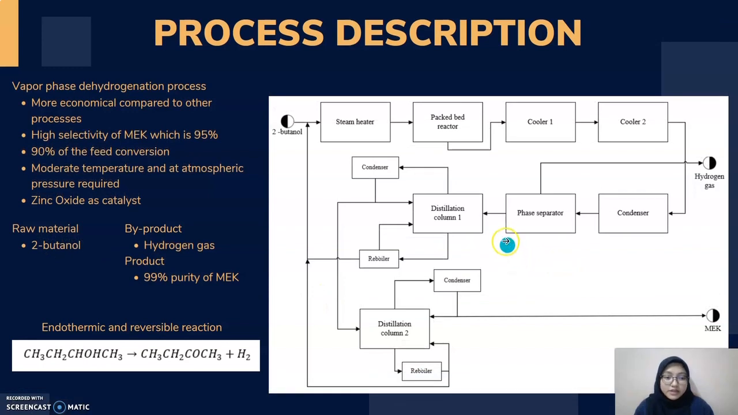After the phase separator, MEK and 2-butanol, which are in liquid form, will enter distillation column 1. The operating condition for distillation column 1 is 90 degrees Celsius and 1 atm. The boiling points of MEK and 2-butanol are 79.64 degrees Celsius and 100 degrees Celsius respectively. Since MEK is more volatile than 2-butanol, it will exit distillation column 1 as distillate together with some 2-butanol and enter the condenser. The remaining 2-butanol, which is in liquid form, will exit distillation column 1 as the bottom product.